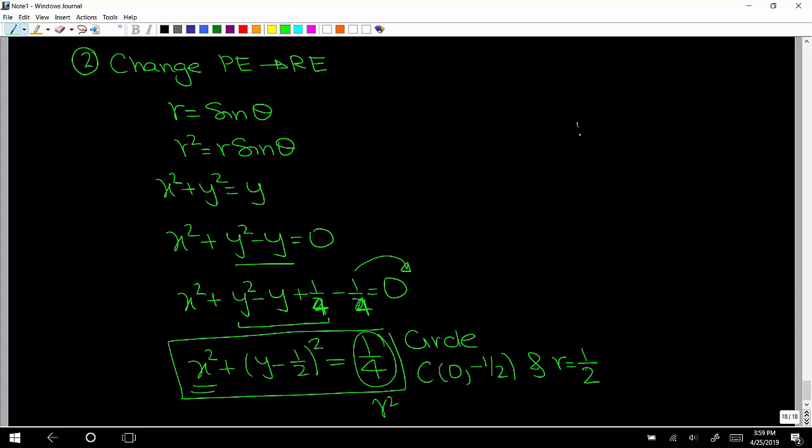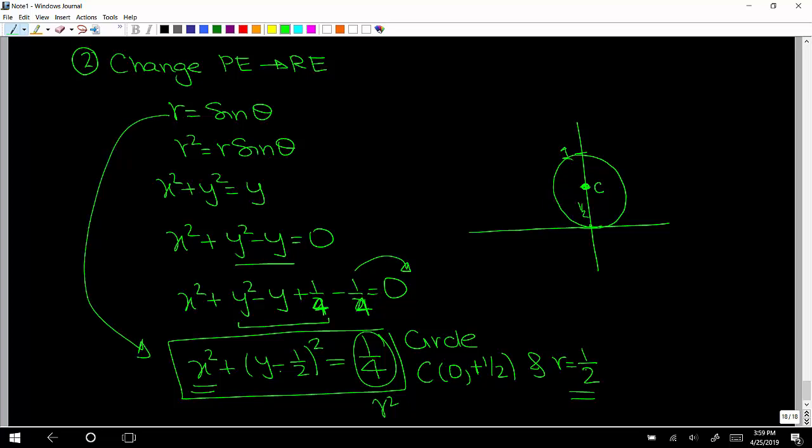So if you were to graph it, this should be a plus, sorry, because there's a minus here. If this is 1, here is my center, and my radius is 1/2. You can see that this is 1/2 here. So we're going to draw a circle. So there is your graph. This one, we were able to change to rectangular coordinates and graph the corresponding rectangular equation, which was just the equation of a circle because we recognized it.